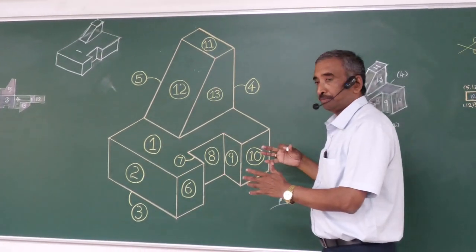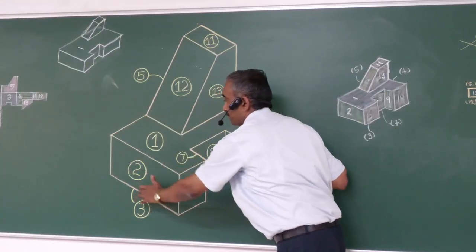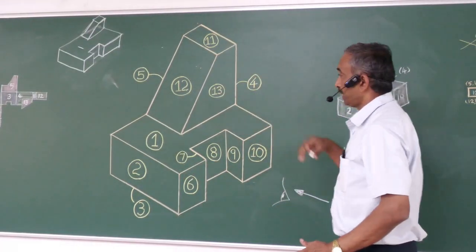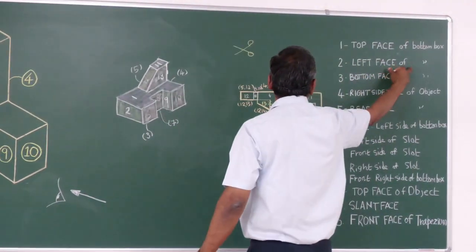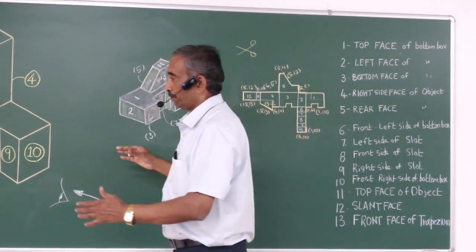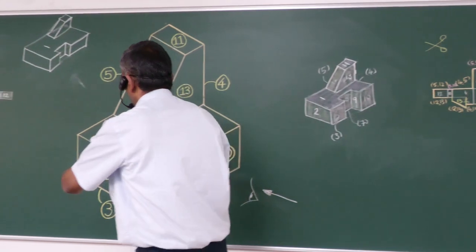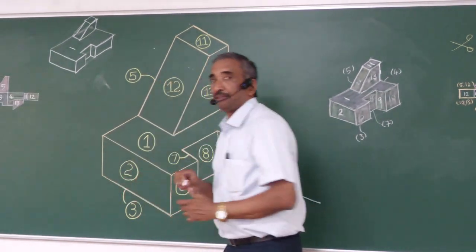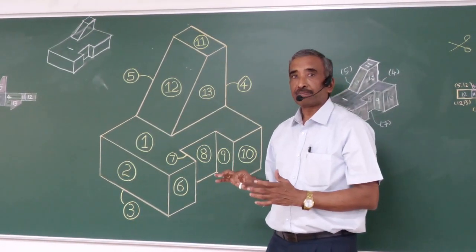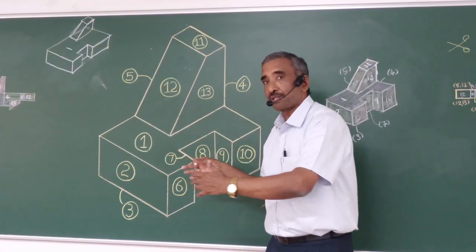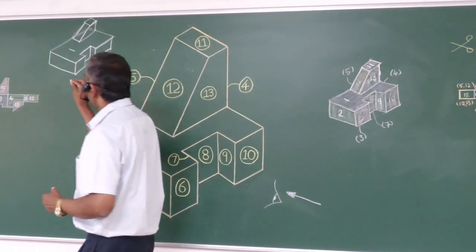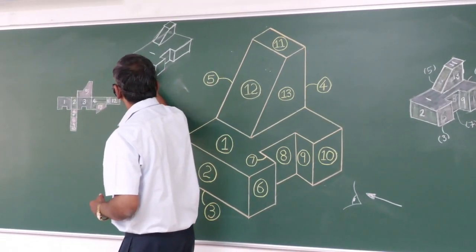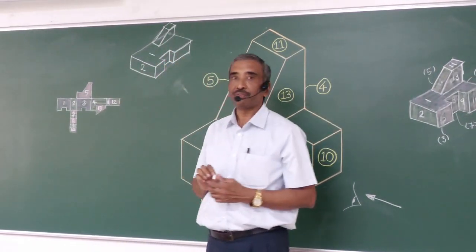Number 2 is this face. The name what we had given is left face of the bottom box. Because if we go to left, I can see this rectangle. So I'll be calling this as left face of the bottom box. So let me name the face here. This is face 2.